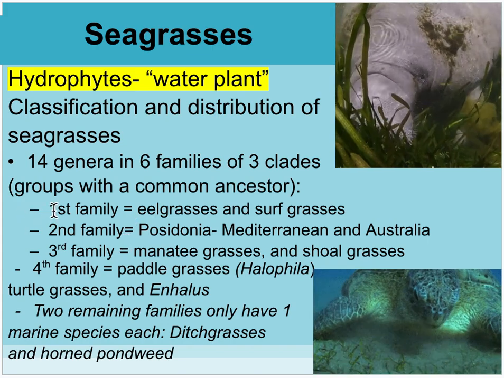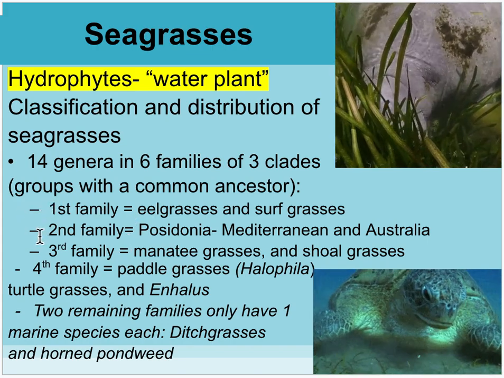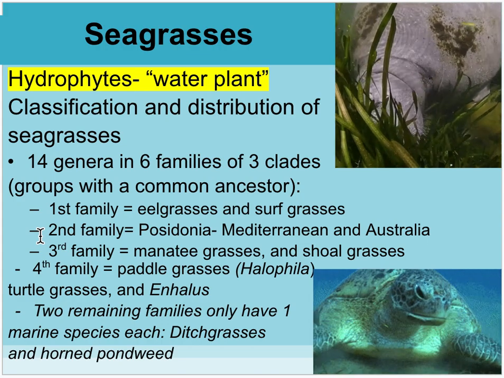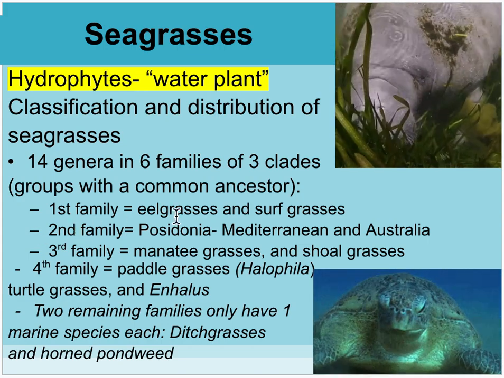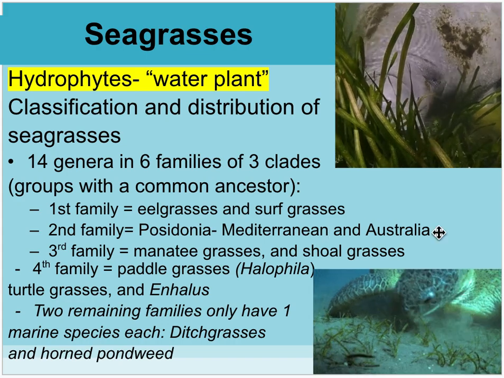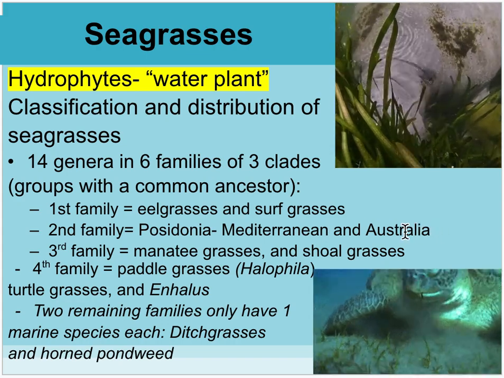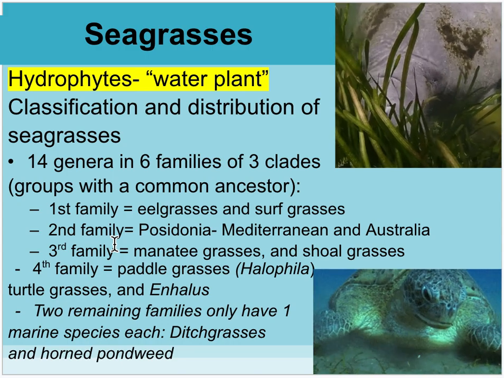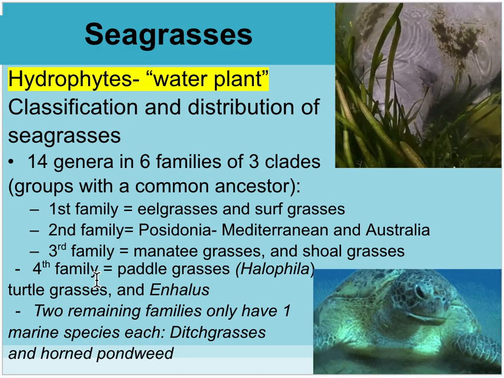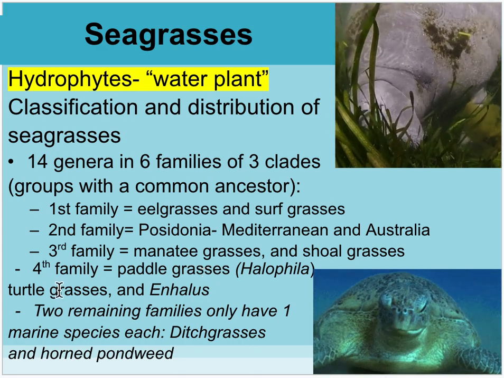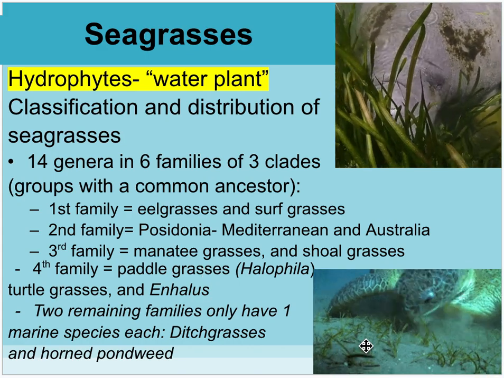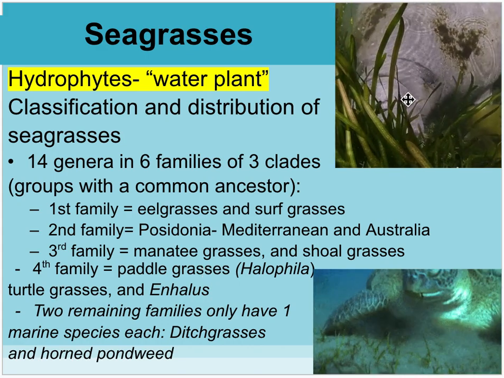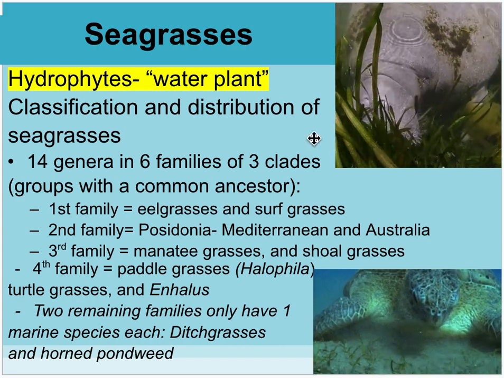The first family is eelgrass or surf grass. The second is Posidonia, and that is found in the Mediterranean and Australia, right along the coast. It grows really well. Then the third is manatee grasses and shoal grasses. The fourth is paddle grasses and turtle grasses, like you see here. And I should have pointed out, this is an example of the manatee grass that you find.